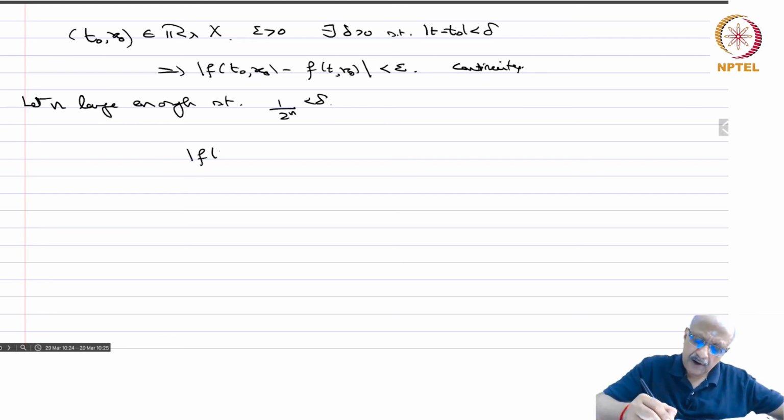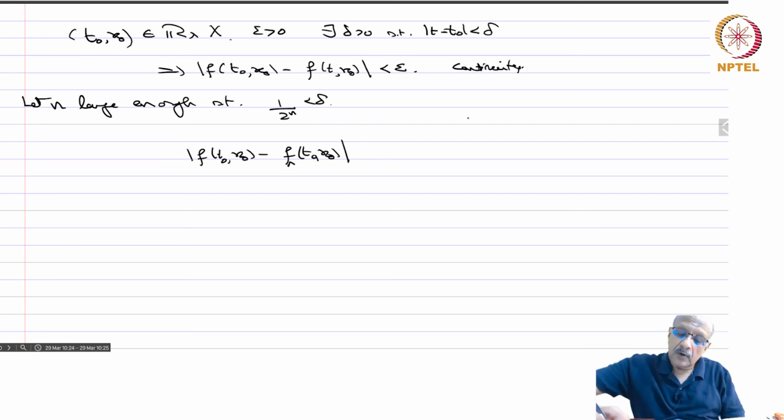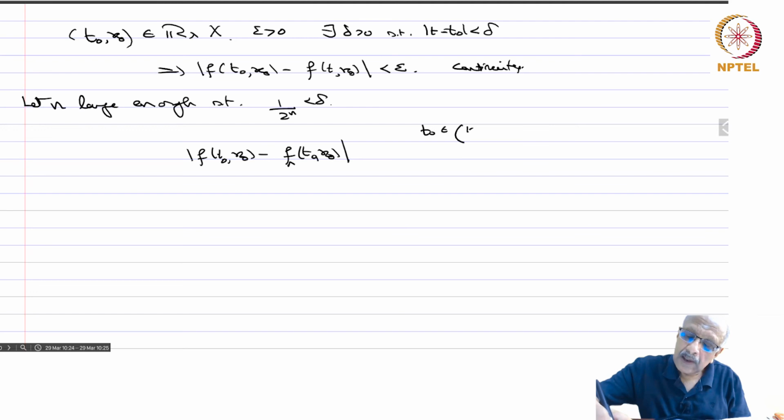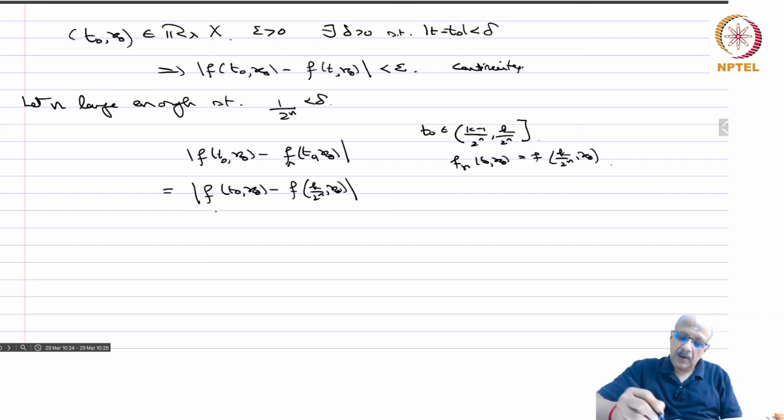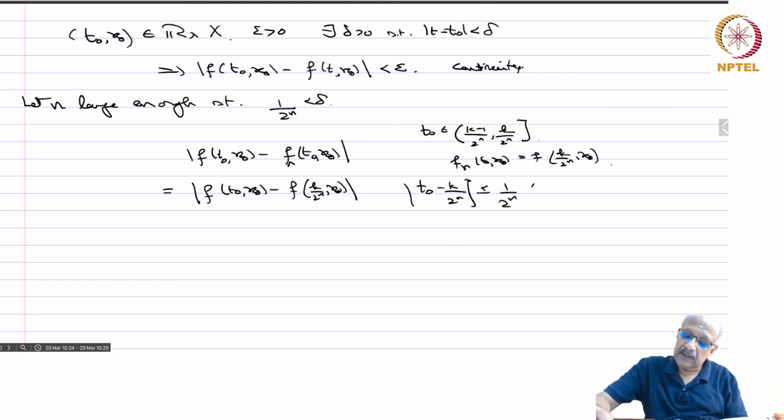Then what is |f(t_0, x_0) minus F_n(t_0, x_0)|? Now you have to see, t_0 will belong to some ((k minus 1)/2^n, k/2^n], and then F_n(t_0, x_0) is f(k/2^n, x_0). So this is equal to |f(t_0, x_0) minus f(k/2^n, x_0)|, but |t_0 minus k/2^n| is less than or equal to 1/2^n, and that is less than delta. Okay, and therefore this is less than epsilon.